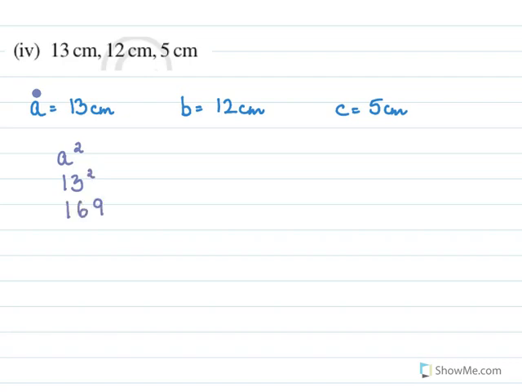Now for the fourth sum, A is 13 centimeter, B is 12 centimeter, C is 5 centimeter. Here we pick up the longer side. The longer side is A here, so we find A square. A square is 13 square, which is 169.